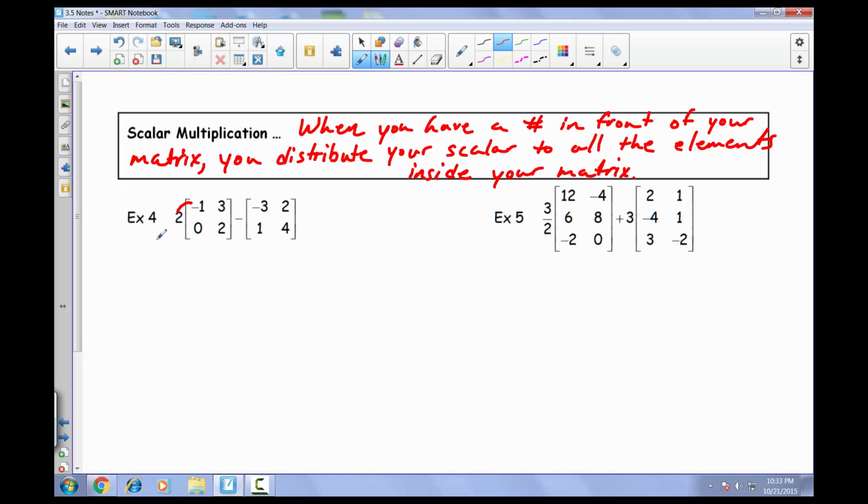So 2 times -1 gives us -2. 2 times +3 gives us 6. 2 times 0 is 0. 2 times 2 gives us 4.